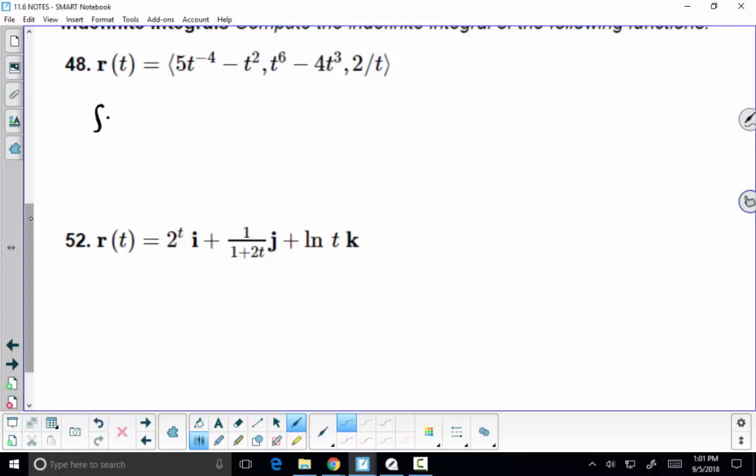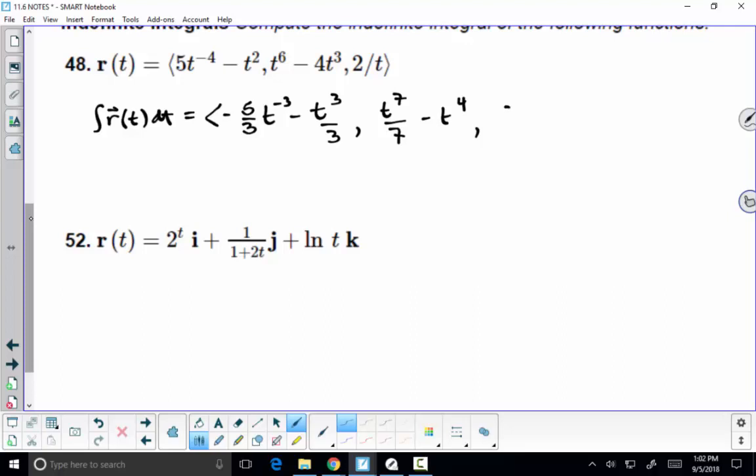So we are going to integrate little r with respect to t to get the indefinite integral. So the first component, we add 1 to the exponent, get -3, divide by the new exponent. So we get -5/3 t to the -3 minus t cubed over 3. And then the second component, we'll get t to the 7/7 minus t to the 4th.